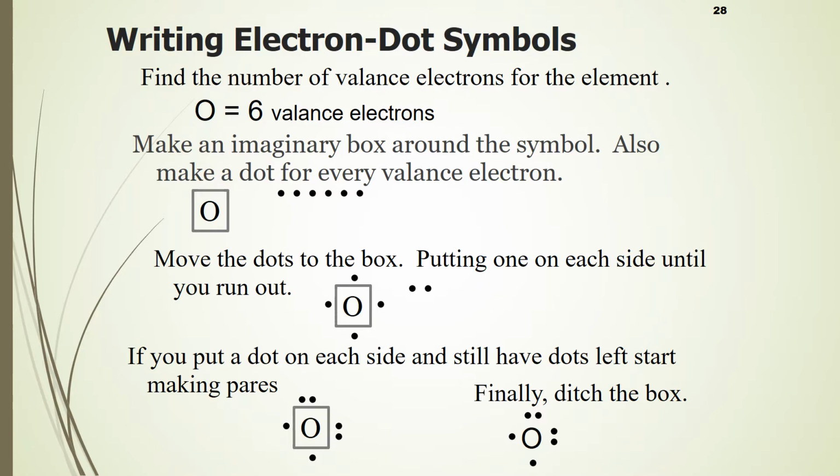That will come back in Unit 5 because we can look at Lewis symbols and figure out the shape and the structure of molecules based on the Lewis symbols of the individual atoms. But we'll do that in Unit 5.